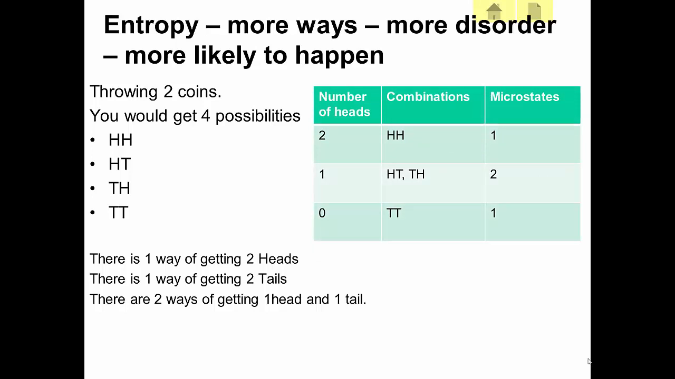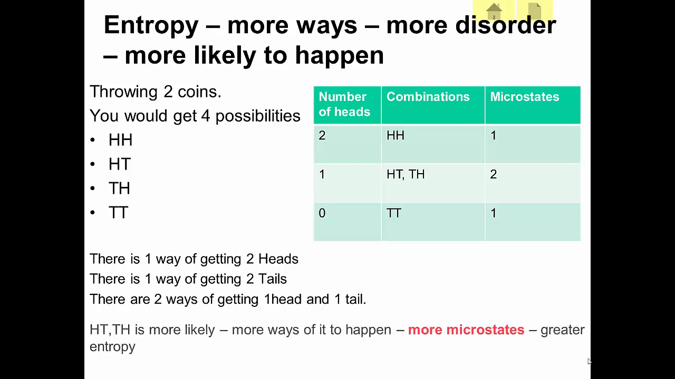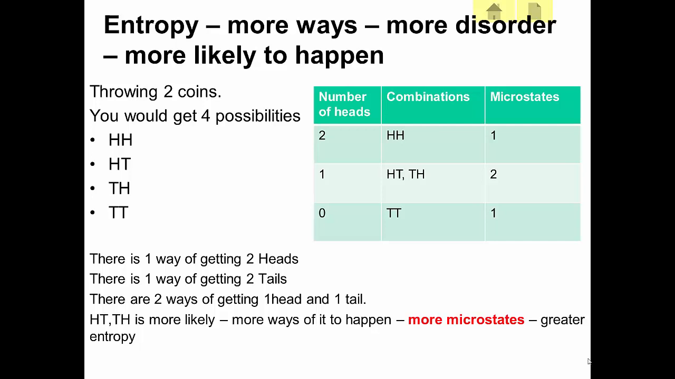Now, the number of combinations that you can get for each choice is called the number of microstates. For example, there are 2 ways of getting a head and a tail. So in other words, there are 2 microstates. So there are more microstates, which means there's a greater entropy. So it's more likely to happen. So if you throw a head and a tail, it's twice as likely that you're going to get a head and a tail than you are going to get a head and a head, for example.